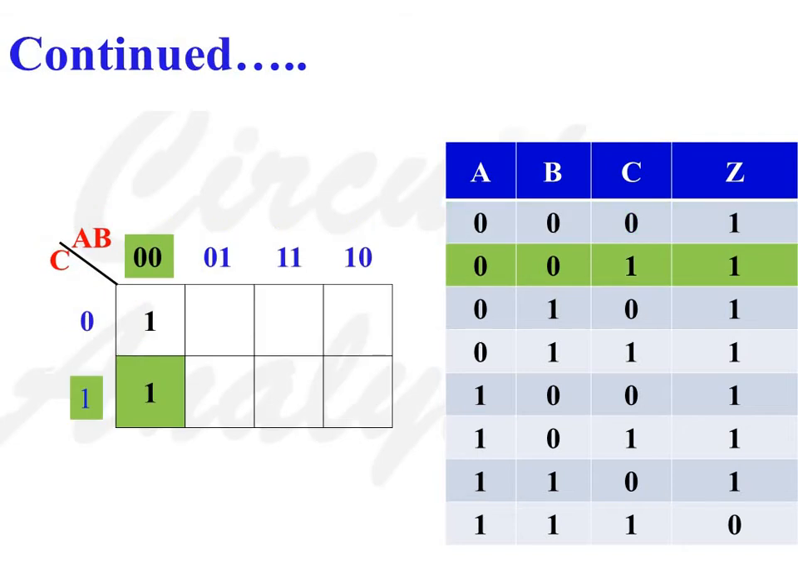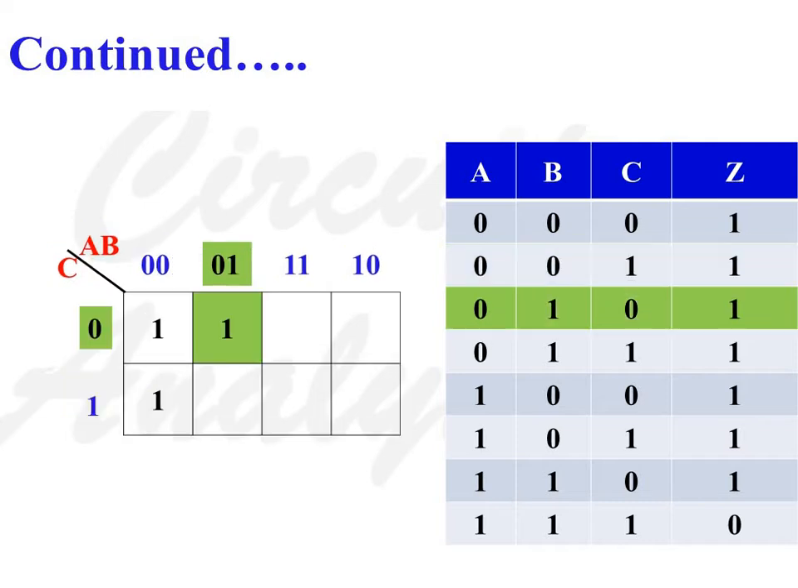Second input combination is A is equal to 0, B is equal to 0 and C is equal to 1. Locate the cell whose binary value is 0, 0, 1. Enter 1 into that cell. Next input combination is A is equal to 0, B is equal to 1 and C is equal to 0. Output Z is equal to 1. Locate the cell whose binary value is 0, 1, 0. Enter 1 into that cell.